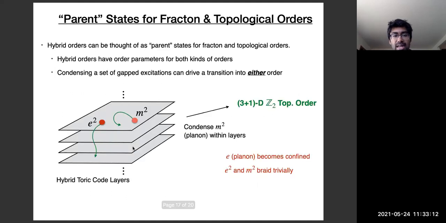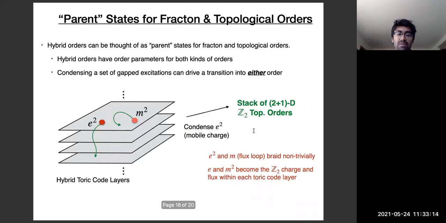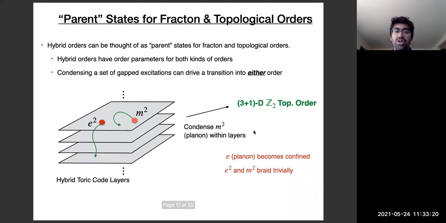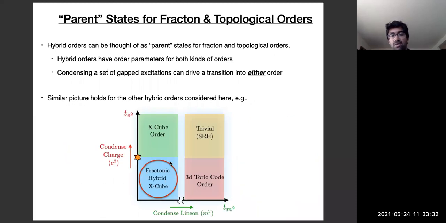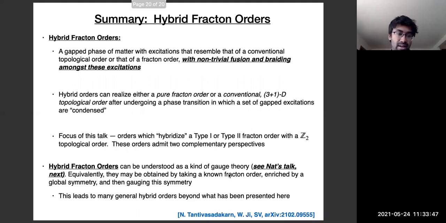So I'll just conclude by saying that these hybrid orders can be thought of as parent states for Fracton and conventional topological orders in a precise sense, in that the hybrid orders have both non-local order parameters, and in that if I condense either M squared or E squared, we can obtain different kinds of orders, pure Fracton order or pure 3D topological order. So one of the examples is shown on the screen, but I can address more questions about this or discuss this in more detail during the discussion section. So here's our summary, and thanks.